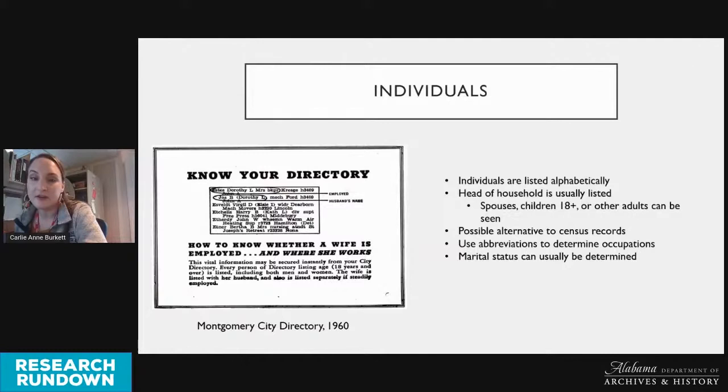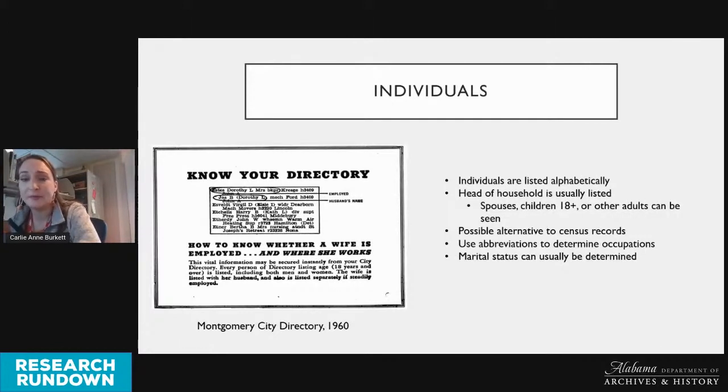They're going to be listed alphabetically. The people that are present are usually the head of a household, spouses, or children that are over 18, or maybe another adult in the household. Just depends. This is a great possibility and alternative to census records because census is only every 10 years, and this is going to be every year, every other year, every couple years. So it gives you a little more frequency than the census.